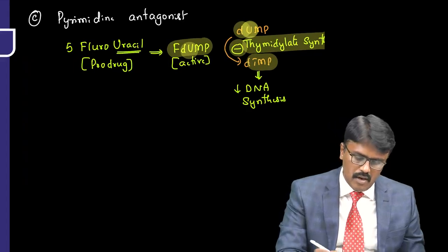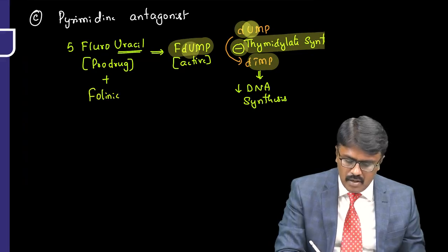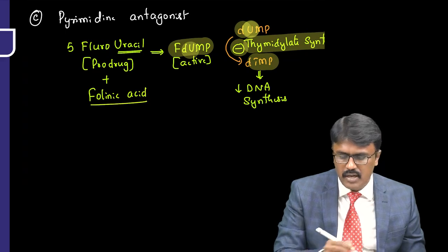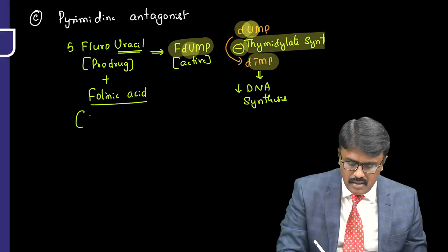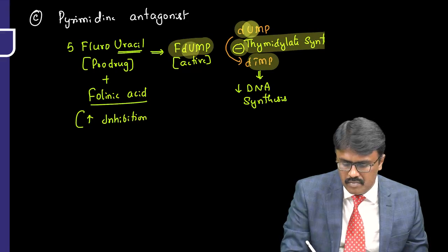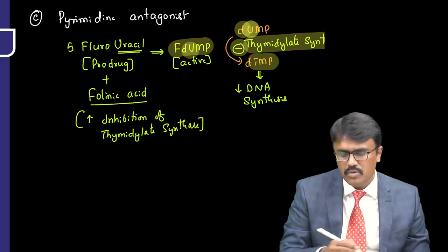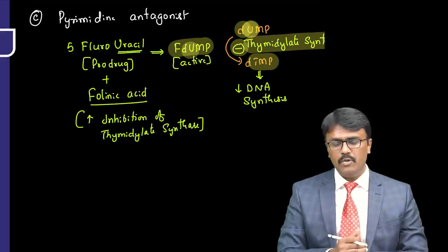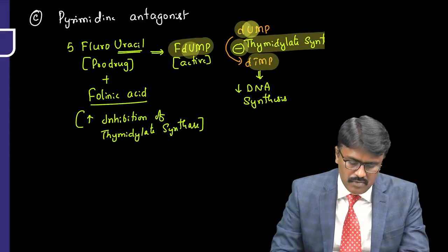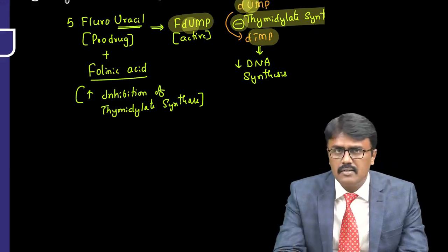Now many times along with 5-fluorouracil we add a drug called folinic acid. Now why do we add folinic acid? This folinic acid increases the inhibition of thymidylate synthase. So that action is enhanced when folinic acid is added. So we use regimens along with 5-fluorouracil and folinic acid. Clear?